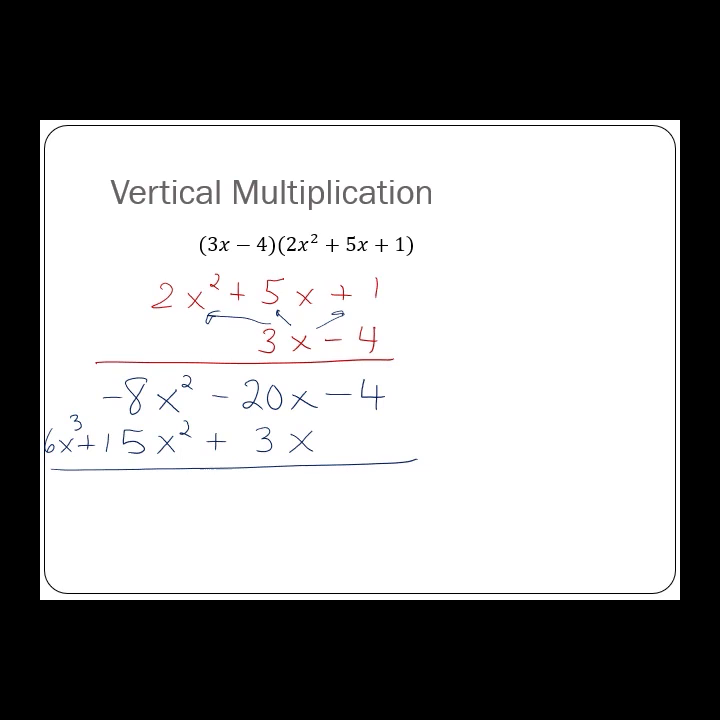And then just like you would with old school multiplication, we're going to add down. That's our combining the like terms. So we get a 6x cubed. There was nothing to combine it with. 15 minus 8 is 7x squared. Negative 20 plus 3 is negative 17x, and then a negative 4.